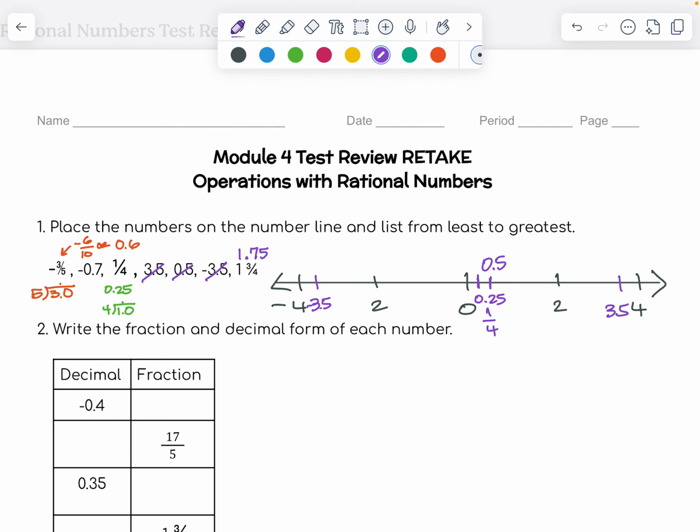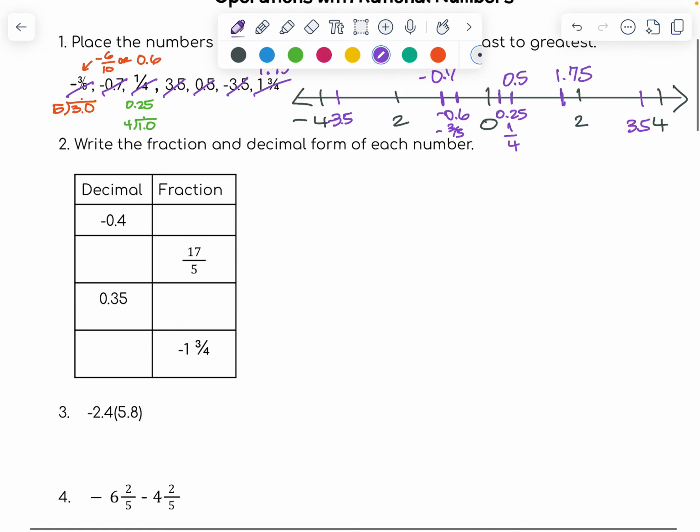Or 0.25. And then I have a negative 0.6. So let's see, it's going to be a little over half, so maybe right about here. Negative 0.6 or a negative 3/5. This is really ugly looking. I have a negative, whoa, we're going to squeeze in that negative 0.7. Then I'm done with those. Look at that. And then I have 1.75, so it's really close to 2. There, I put them in order from least to greatest on a number line. We're looking good. Okay, so let's go to number 2.